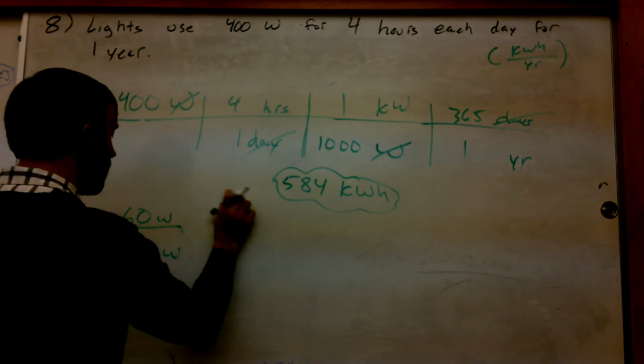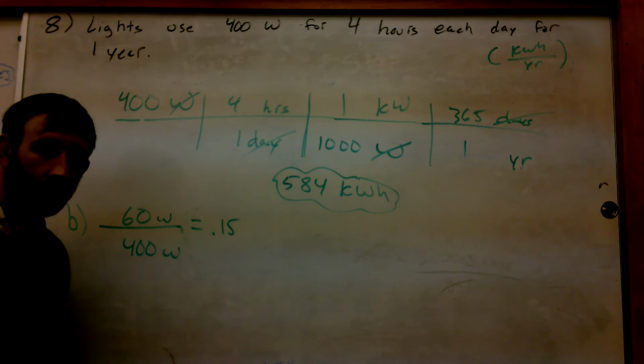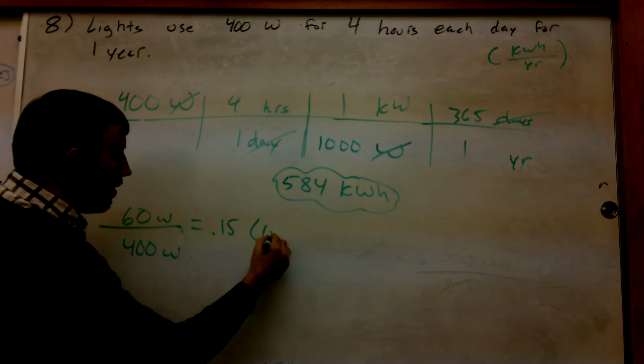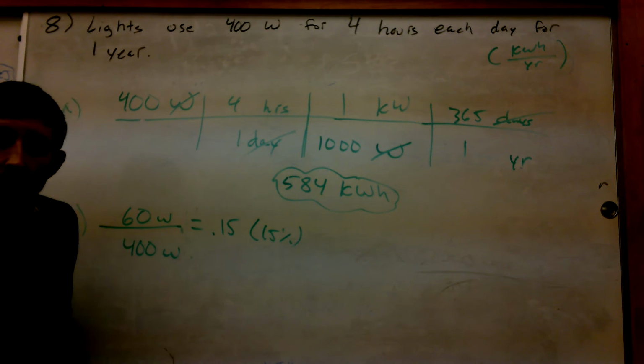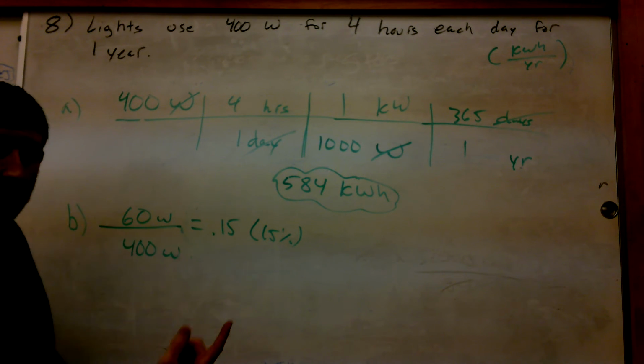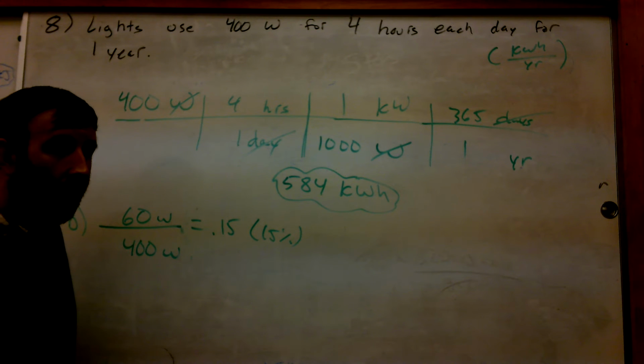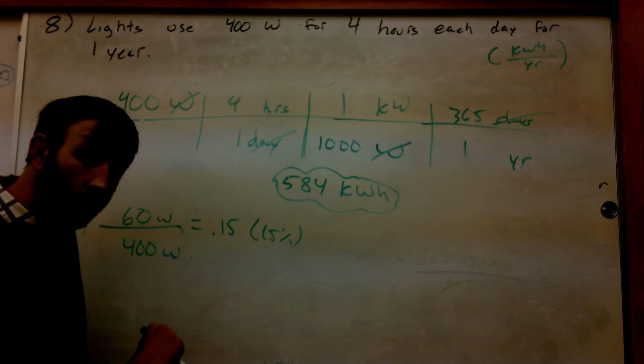And what I get is a fraction of 0.15, or 15%, maybe a better way to express that. It's a little bit more what you guys are probably used to. So what I'll be doing is saving 15% of my electricity for lights by switching over to fluorescent bulbs.